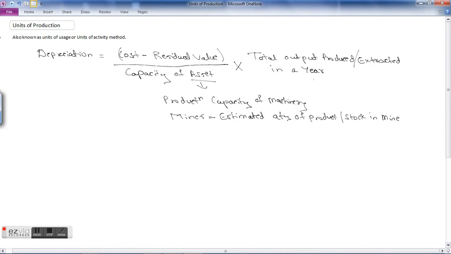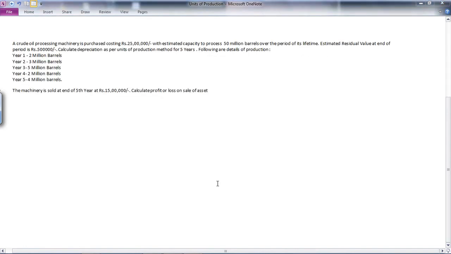This will not be applicable wherein the asset or some machinery will be depreciated if it is not used for the period of 1 or 2 years. In that case, this depreciation will not be applicable. Okay, so let's see one example of the units of production method.